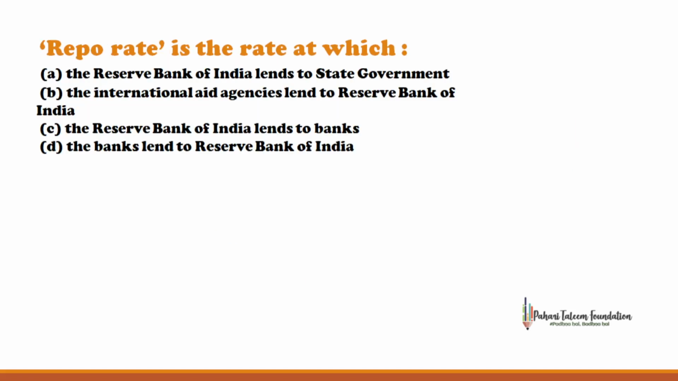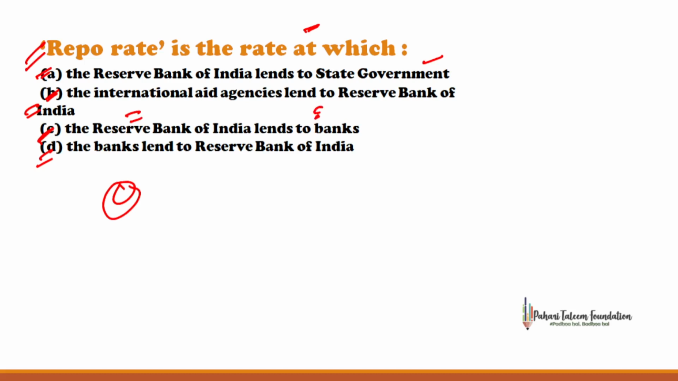So the next question on your screen is, repo rate is the rate at which. What does the repo rate mean? Option A, the Reserve Bank of India lends to the state government. Option B, the International Aid Agency lends to the Reserve Bank of India. Option C, the Reserve Bank of India lends to the bank. And option D, the bank lends to the Reserve Bank of India. So the right answer for this question is option C. So the repo rate is the rate at which the Reserve Bank of India lends to the commercial banks.